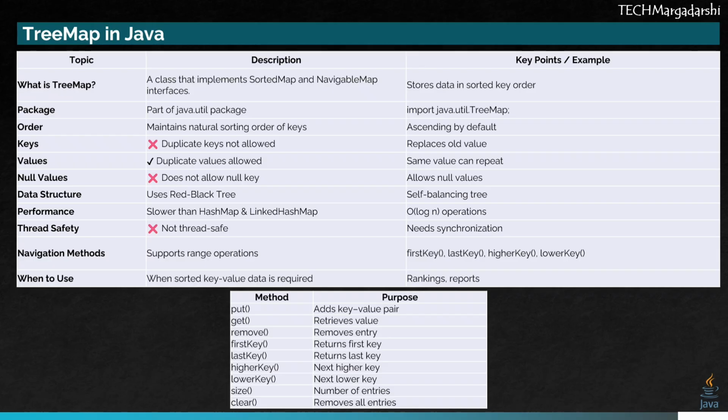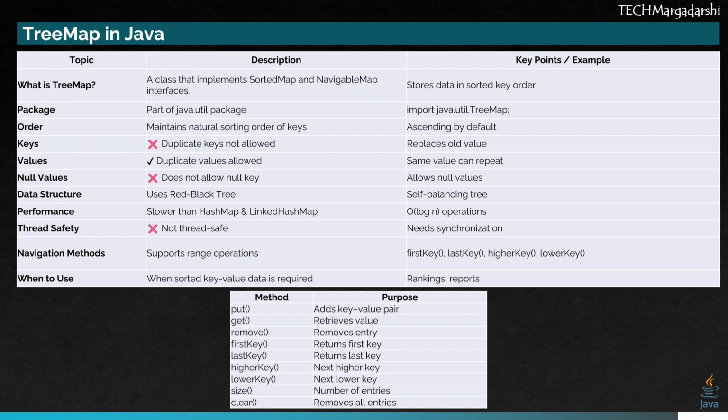Now, let's understand TreeMap in Java. TreeMap is a class that implements the SortedMap and NavigableMap interfaces and stores data in key-value pairs. The key feature of TreeMap is that it maintains keys in sorted order, by default in ascending order. TreeMap does not allow duplicate keys but allows duplicate values.